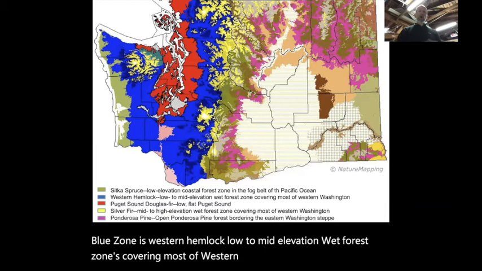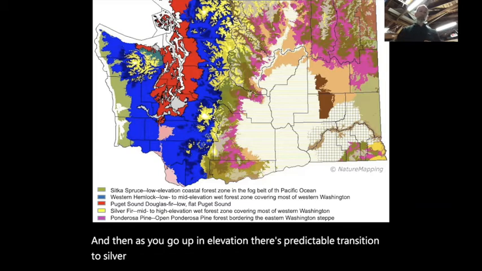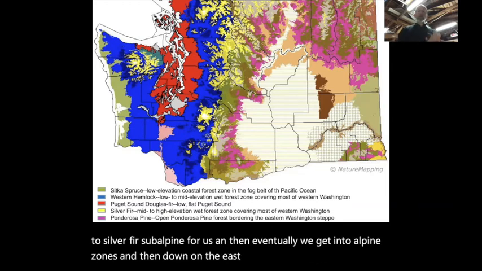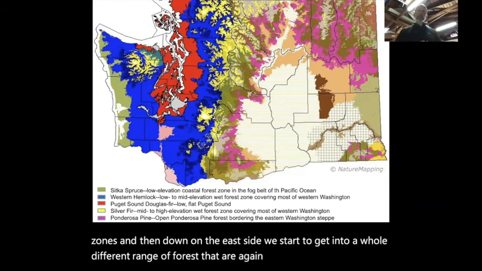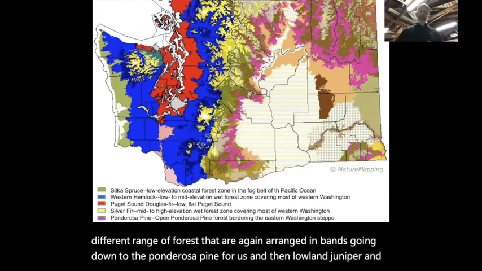And then as you go up in elevation, there's a predictable transition to silver fir, subalpine forests, and then eventually we get into alpine zones. Then down on the east side, we start to get into a whole different range of forests that are again arranged in bands, going down to the ponderosa pine forests, and then lowland juniper and grassland steppe habitats.